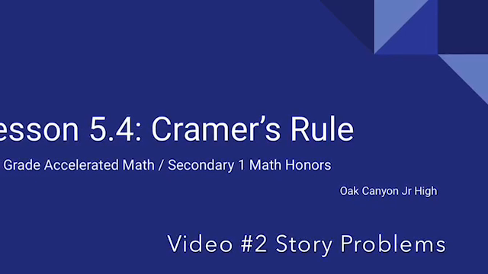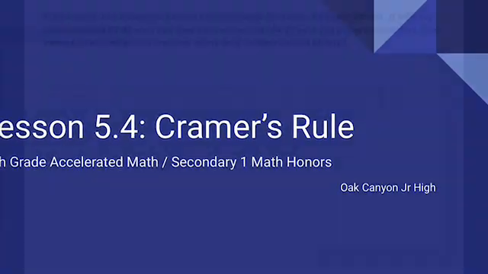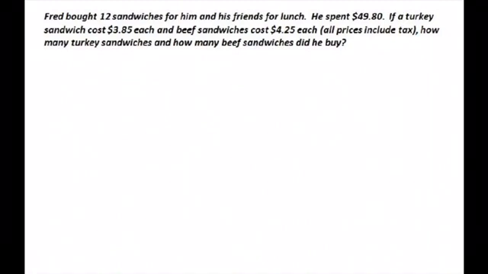In this video we are going to just talk about story problems. The problem that you see in your notes says that Fred bought 12 sandwiches for him and his friends. He spent $49.80. If a turkey sandwich costs $3.85 each and beef sandwiches cost $4.25 each, all the prices include tax, how many turkey sandwiches and how many beef sandwiches did he buy?